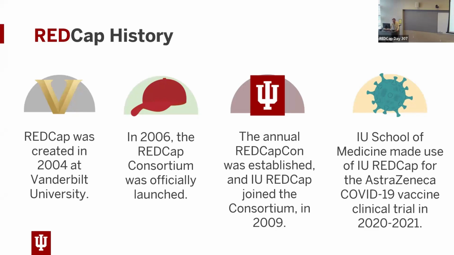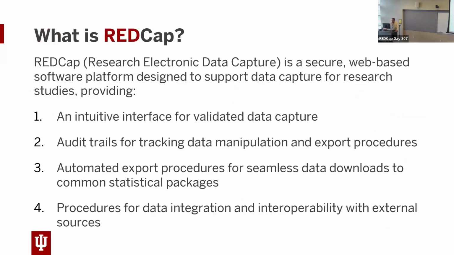Now, this is a slight discrepancy, and I don't know who's mistaken here, or maybe it's just a matter of different definitions involved. But my source had said that IU REDCap joined the consortium in 2009. Stephanie mentioned 2008, but it's not very significant. So as she mentioned, IU School of Medicine did make use of IU REDCap for the AstraZeneca COVID-19 vaccine clinical trial. And I think some other institutions also. But we were one of those sites.